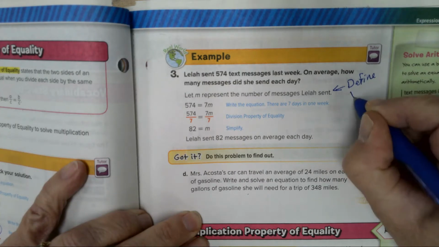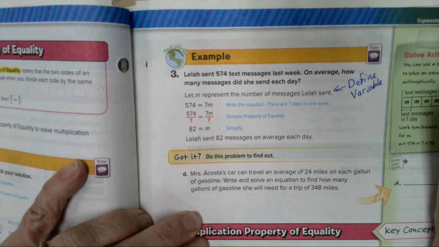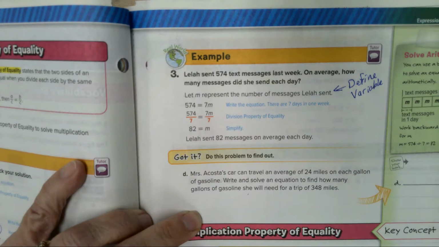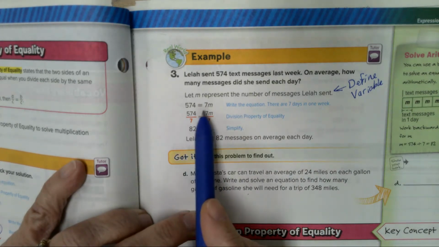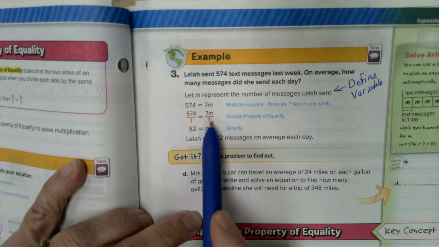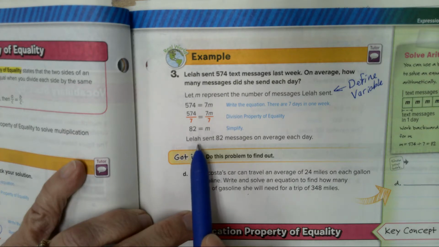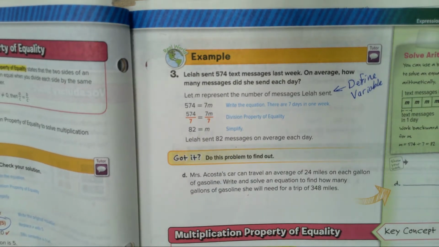This is something that they will expect you to do on the iLearn test. Very easy, but if you do not define your variable, you will lose points. So this is a very easy step I want to make sure you are used to doing whenever you're writing your problems. So now you've defined your variable, you've written an equation, now we have to solve it. Divide both sides by 7, M equals 82. The answer is 82 messages. In word problems, don't forget to add your label.